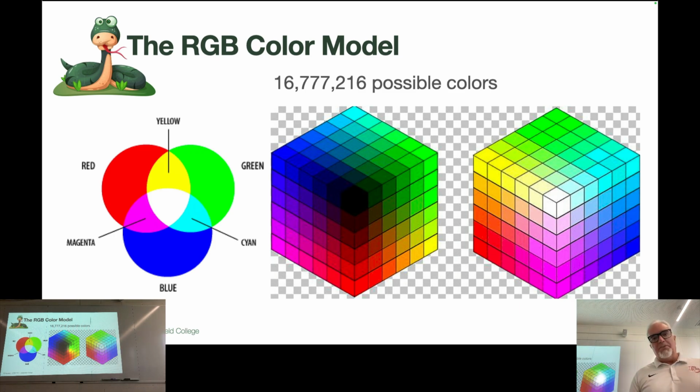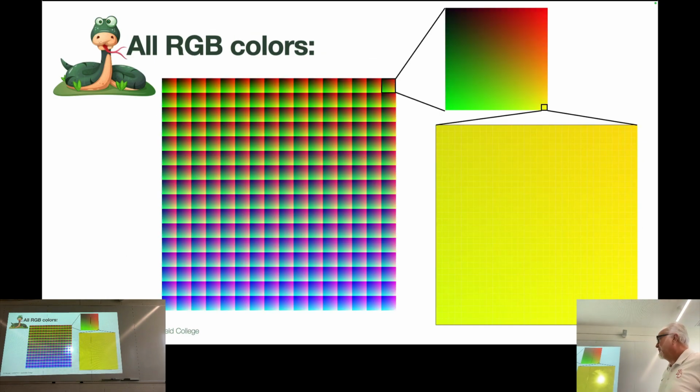If you want to see all 16 million colors, this image actually contains all of them. One pixel of each color. It is 256 times 256 times 256 pixels. So that is all the colors.